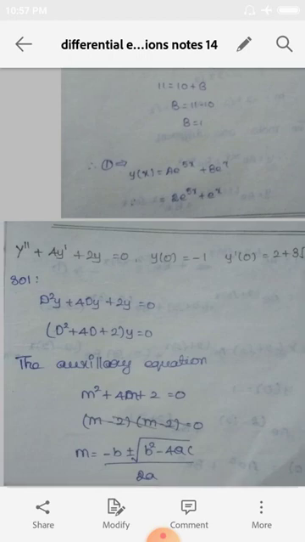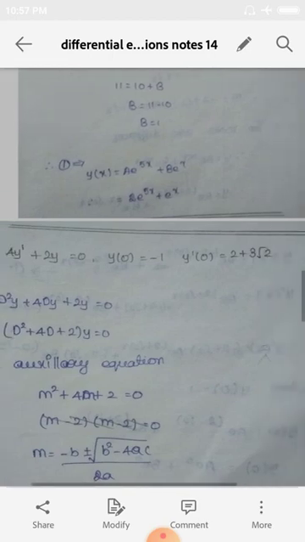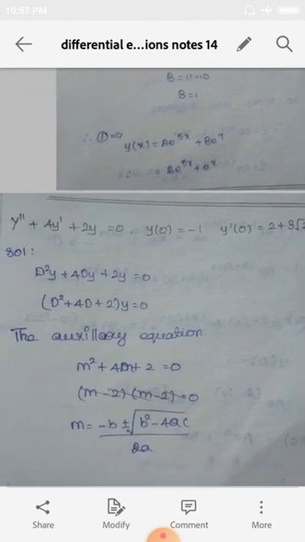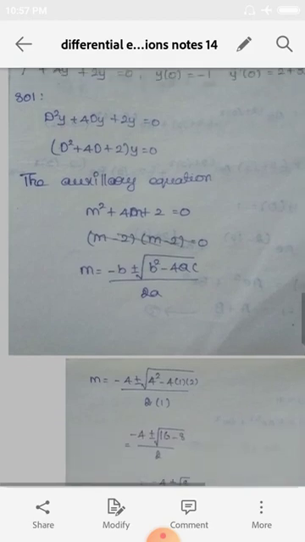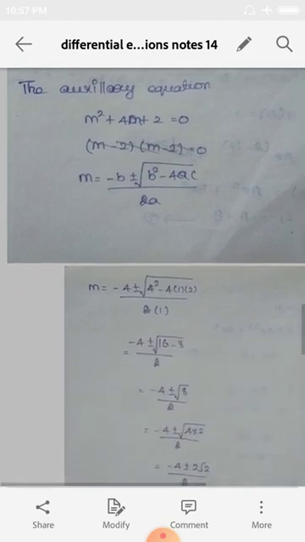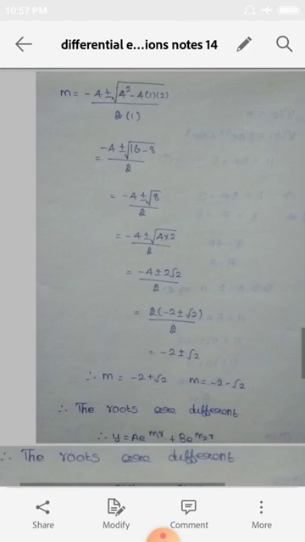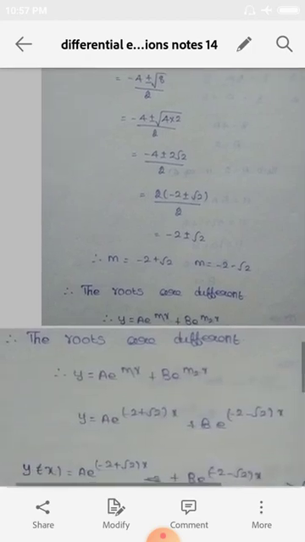The same model. y double dash plus 4y dash plus 2y is equal to 0, comma y of 0 is equal to minus 1 and y dash of 0 is equal to 2 plus 3 root 2. This condition is given. So we have to use the formula method to find the complementary function. So here the roots are minus 2 plus root 2 and minus 2 minus root 2. That is, the roots are real and distinct.